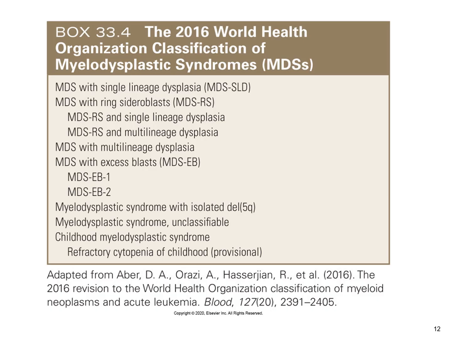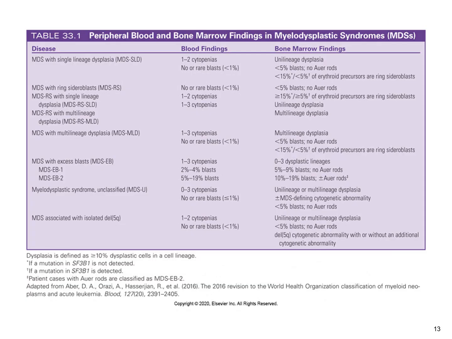Here we've got another one of those charts that spells out exactly what that WHO classification system is. Your textbook also has a great chart that lets you know, based off of those WHO classification systems, how each of those different myelodysplastic syndromes will present with your peripheral blood findings as well as your bone marrow findings. It's a great chart. It's not a bad idea to keep this as a quick reference.